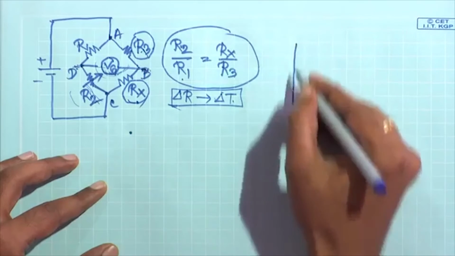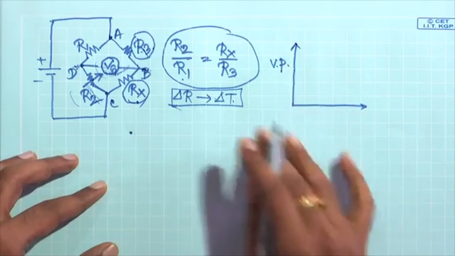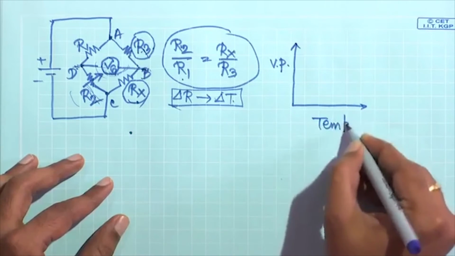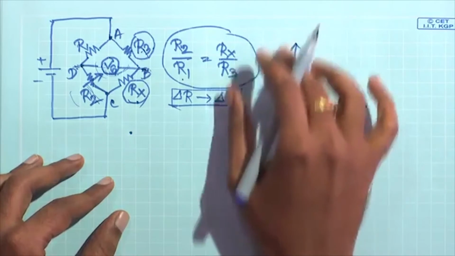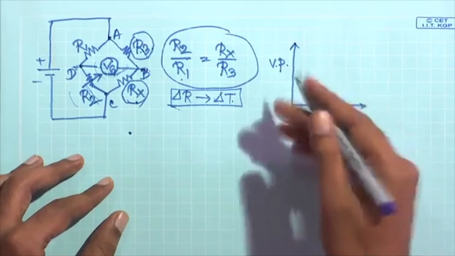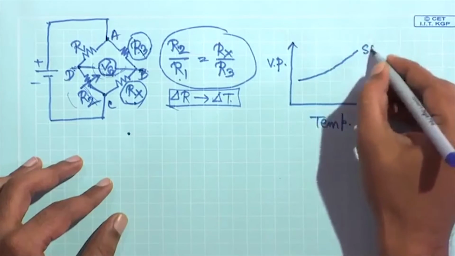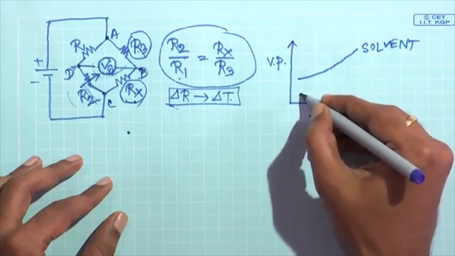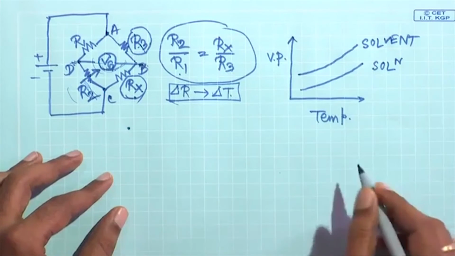Now, let us go into the details of this particular thing. I told you that the vapor pressure of a particular solvent decreases. So, this is vapor pressure on the y axis and x axis is temperature. Vapor pressure of a solvent decreases when you have a solute present. So, let us plot the variation of vapor pressure of the solvent with temperature, that will be something like this. So, it is solvent and variation of vapor pressure of the solution with temperature, this is solution.